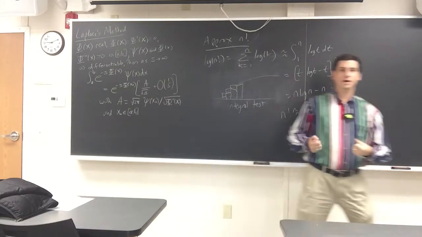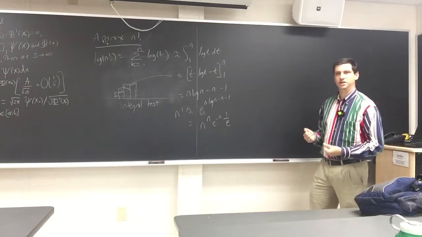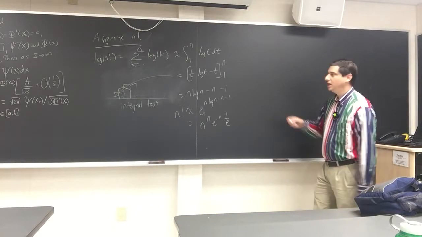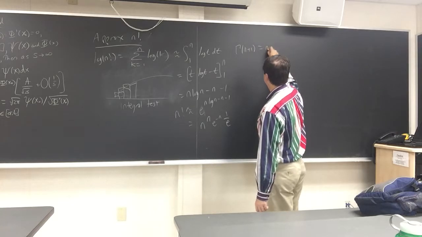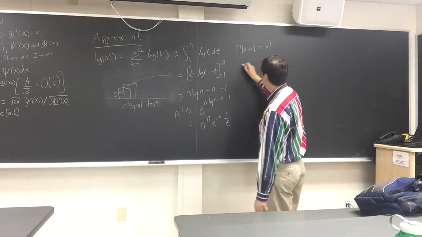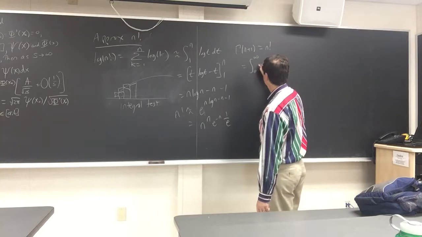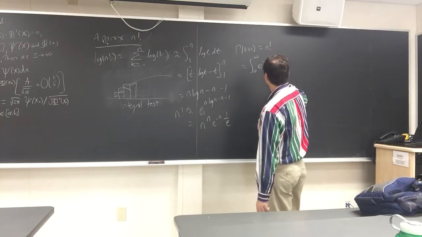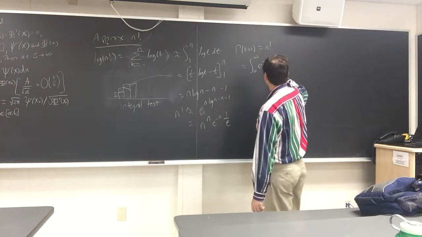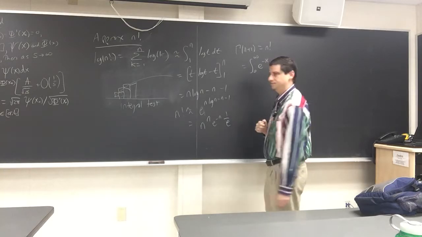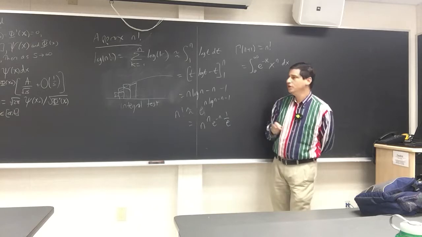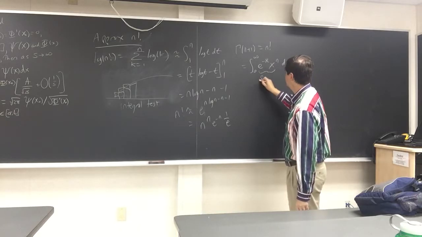All right, so this is one approach. Oh, good, it is turning today. It's a good day. Let's look at another approach. Gamma of n plus 1 is n factorial. This is going to be the integral from 0 to infinity of e to the minus x, x to the n dx. Okay, so this is my integrand. Let's call this f of x.